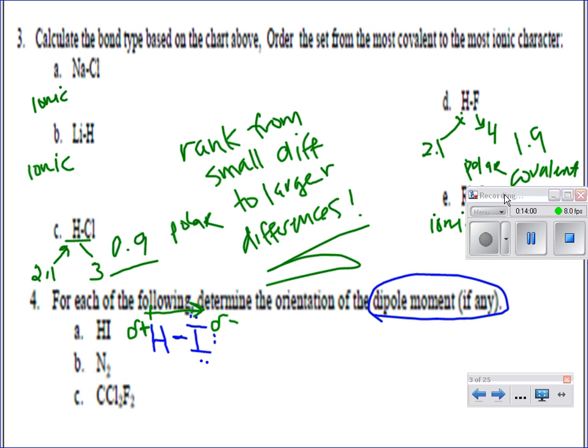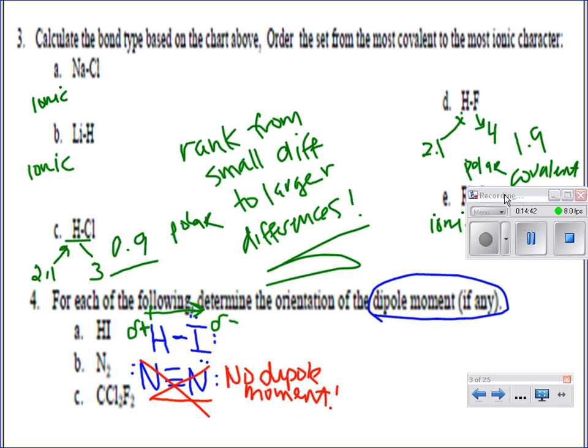Lowercase delta? Good. N2. Does anyone remember what N2 looks like? It's got a triple bond. We're going to be going over these tomorrow. Tomorrow I'm not going to be nice about you not knowing this, so we're going to whip you back into shape. Does that have a dipole moment? Does that have the ability of being a dipole molecule? No, it does not, because those have the same electronegativities. So this has no dipole moment.